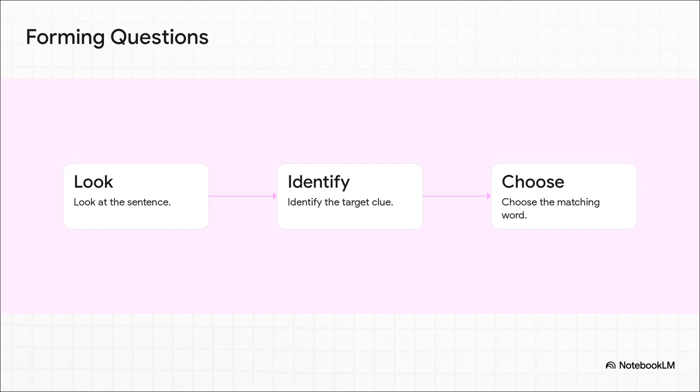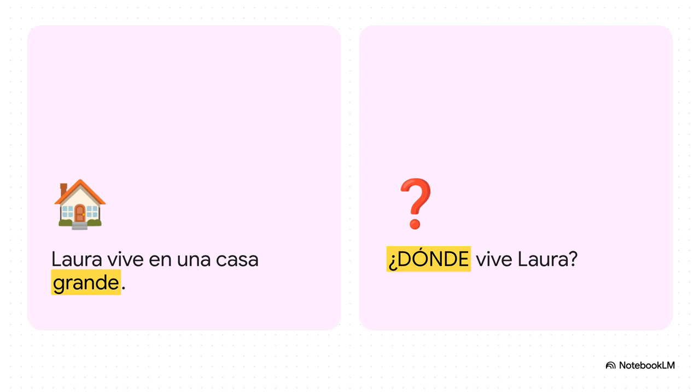Step 1, look at the sentence. Step 2, identify the target information. That's the clue we want to turn into the unknown. And Step 3, choose the matching interrogative word from our toolkit to replace that clue. Let's try it out together. Take a look at our first statement. Laura vive en una casa grande. Laura lives in a big house.